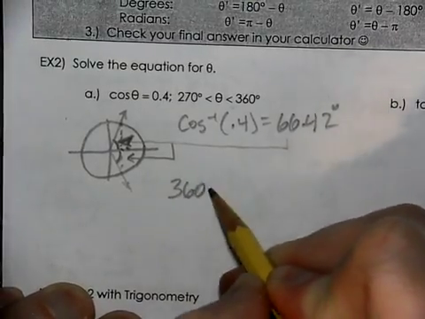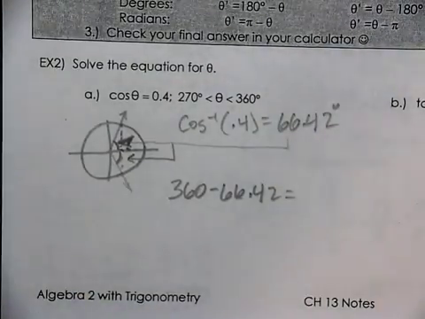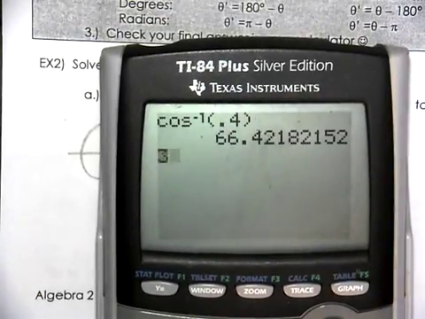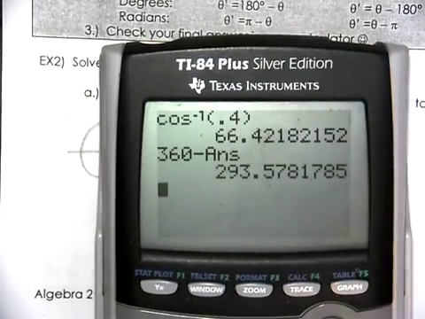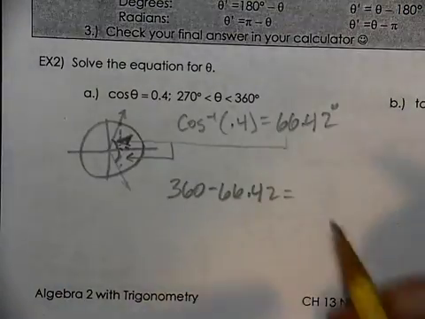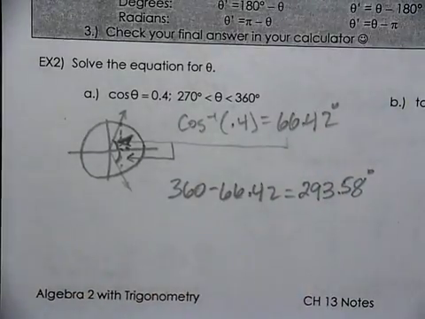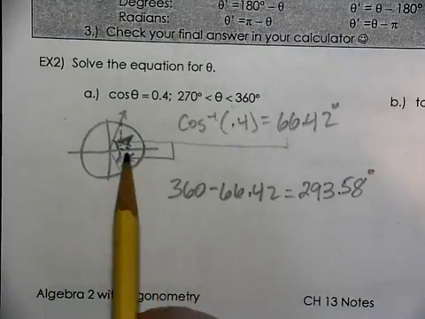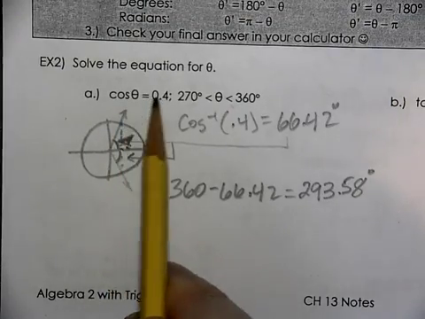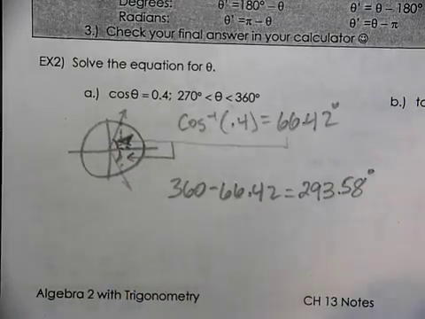So we'll take our 360 minus the 66.42, and 360 minus our answer would give us 293.58. That would be the other location where the x value is 0.4. And we go up and we have that, we go down and we have that.